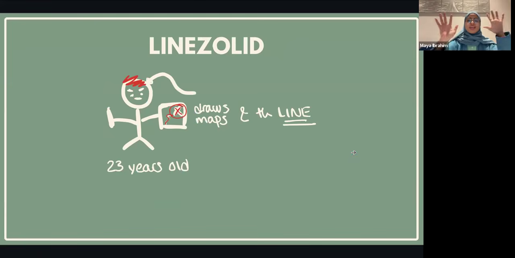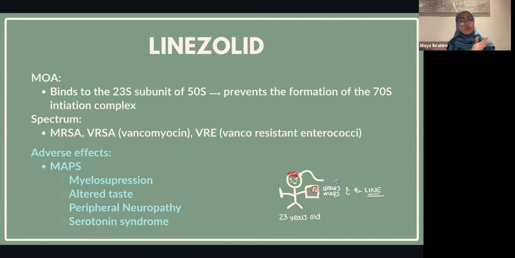Linezolid, okay? Linezolid, she's very mad, as you can see from the red scribbling on her forehead. She draws maps and she draws the line. So linezolid, she's 23 years old because it binds 23S rRNA of the 50S subunit. It prevents the formation of the 70S initiation complex. She's very mad because she's resistant against stuff. So she's used for resistant bacteria like MRSA, vancomycin-resistant Staphylococcus aureus, and vancomycin-resistant enterococci.